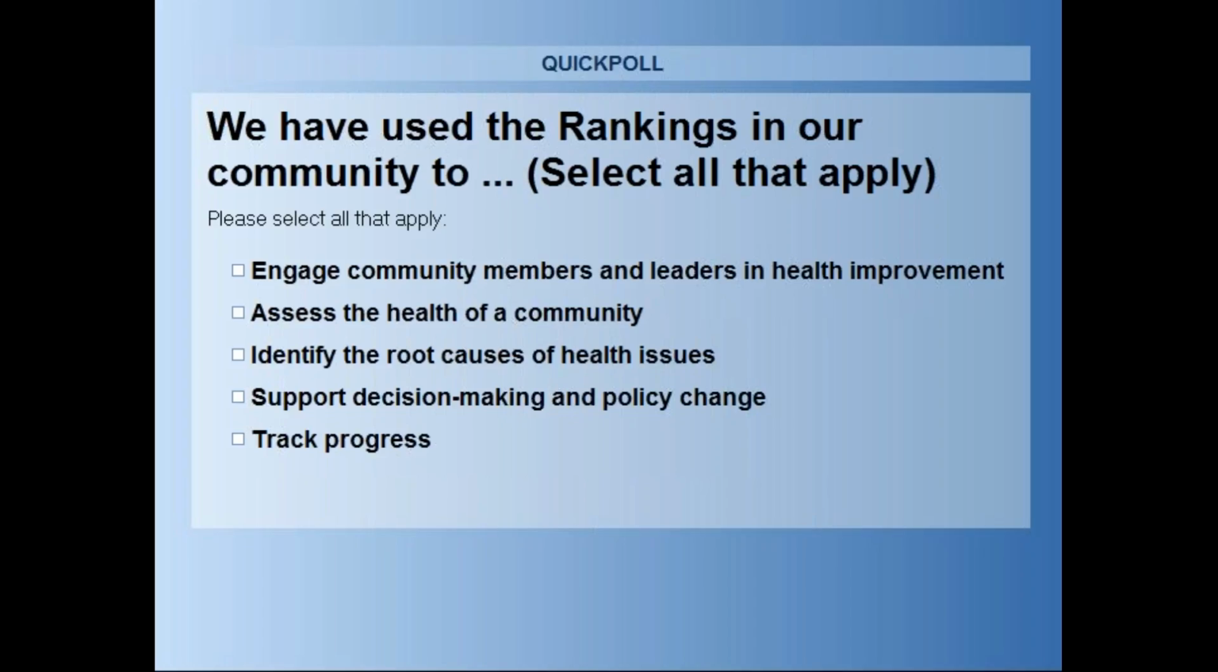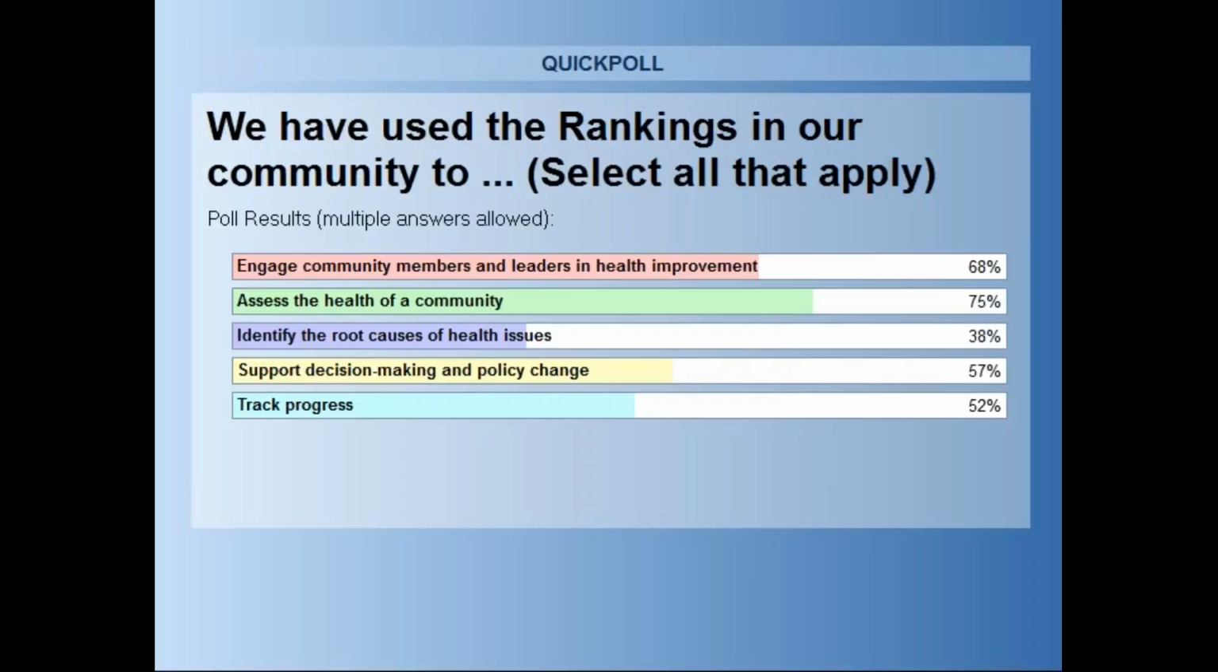And I'll just give it a few seconds more as folks consider this question. I'm going to go ahead and close the poll. So thank you for sharing your experiences with us, and I'm going to share this with everybody so we can see that really we've got a nice cross-section of ways that folks use the rankings.